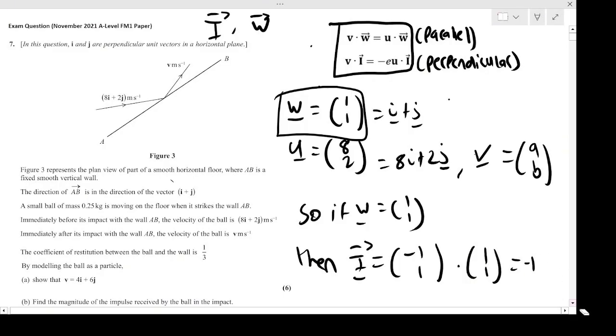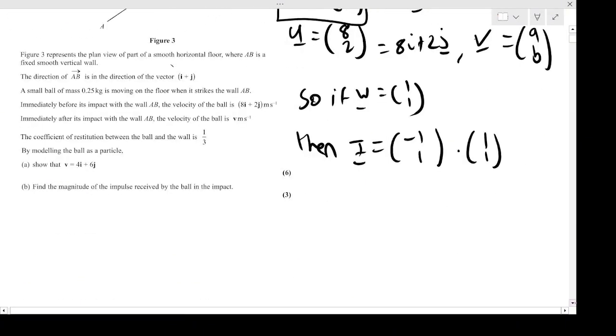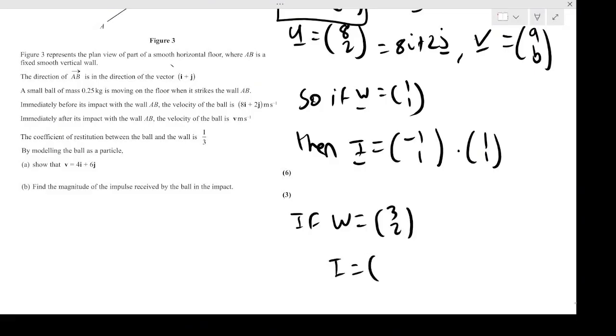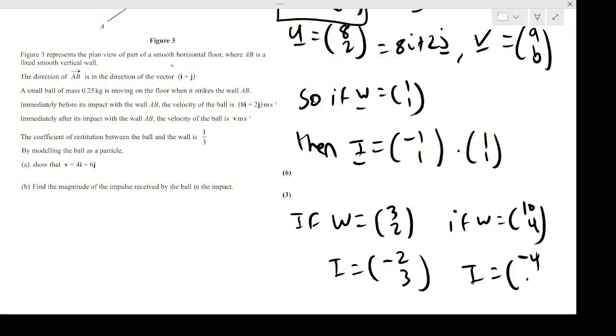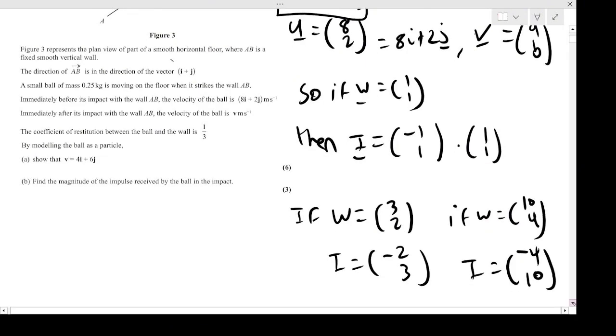So as long as we get 2 vectors that work, we don't care if that's technically the actual impulse vector. I just care about finding a direction vector, okay? Let's do some more examples just to demonstrate. Let's say W was 3 2, then we could say the impulse, if we were to flip it, would be 2 3, and then let's negate one of them. If W was 10 4, then the impulse would be, let's say, -4 10. Okay, hopefully getting the gist, okay?